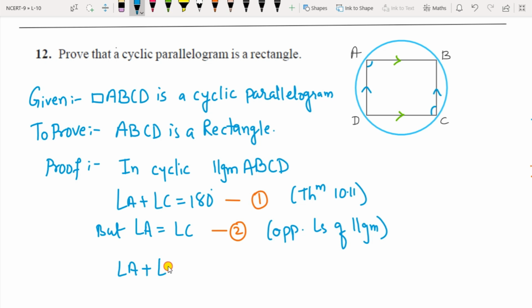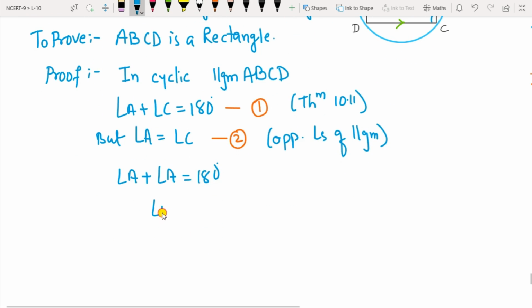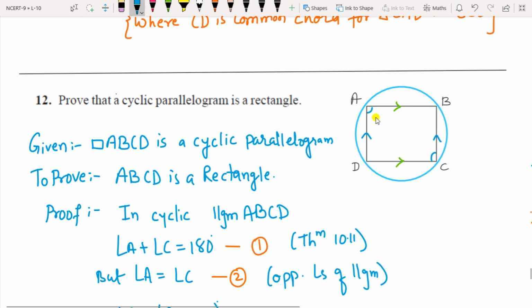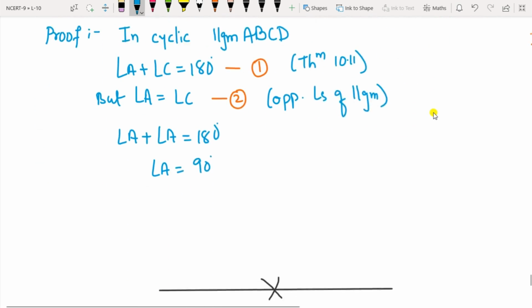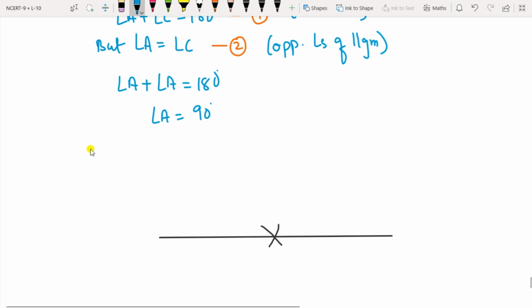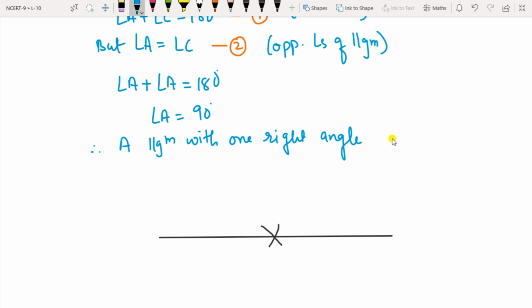So angle A plus angle A is equal to 180. That is 2 times angle A equal to 180. So angle A is equal to 90. So we have shown that angle A is 90 degrees. If this is 90, so this will also be 90, right? And this becomes your co-interior angle, so this will be 90 and this will also be 90, that is opposite angles of a parallelogram. When all the angles are equal to 90 degrees, therefore a parallelogram with one right angle is a rectangle.